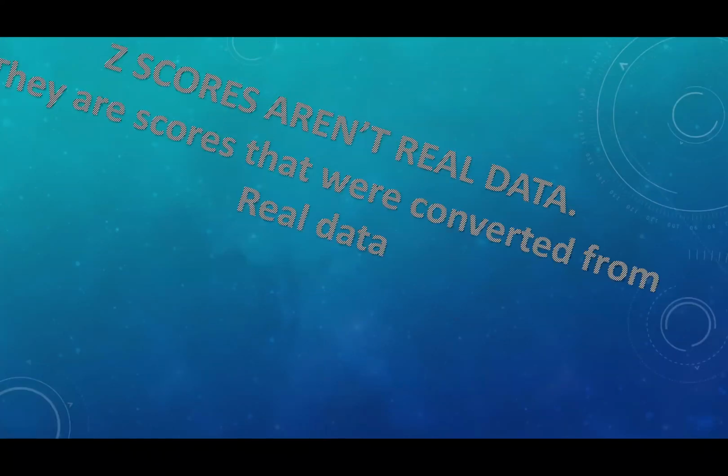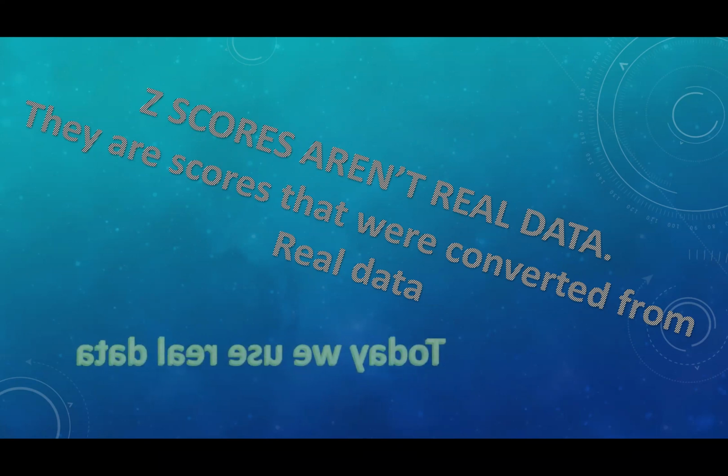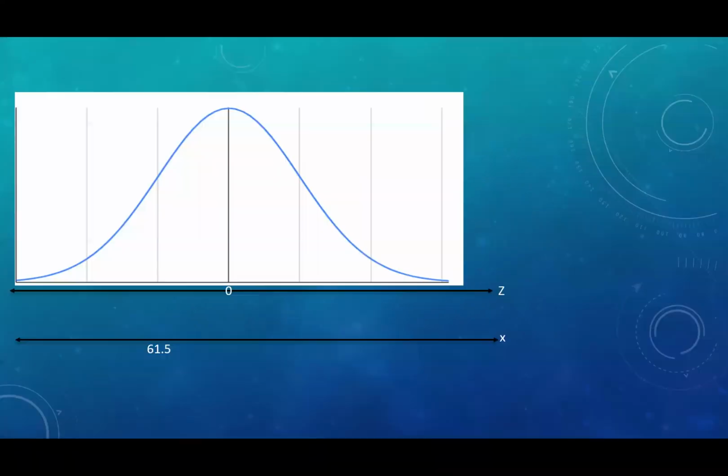So z-scores aren't real data. They are scores that were converted from real data into normalized data. But today, we're going to use the real data. Those are called x-scores. So now we see that we have our normal distribution graph with a z-axis, which is the normalized data. We also have an x-axis, which is the real data.